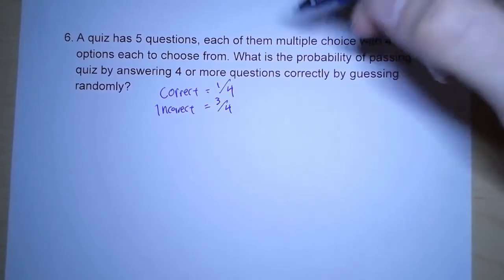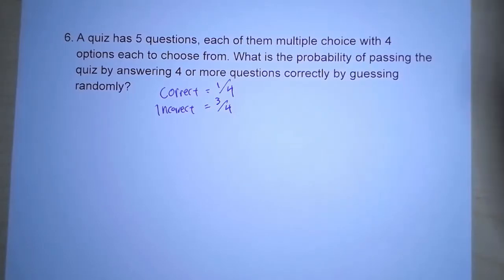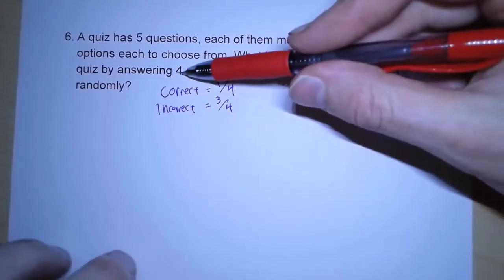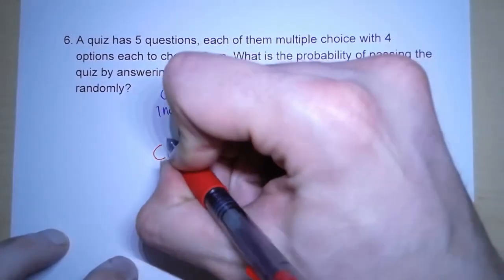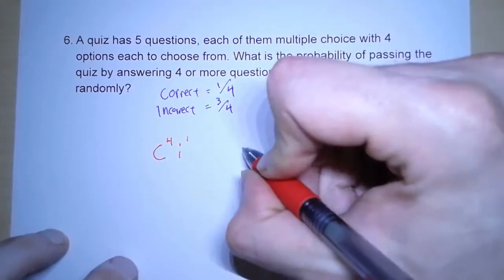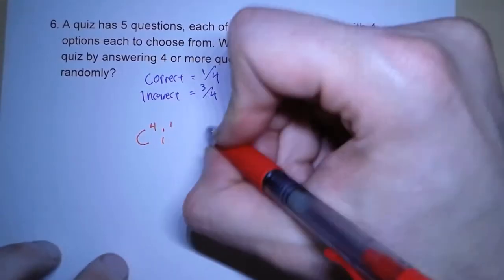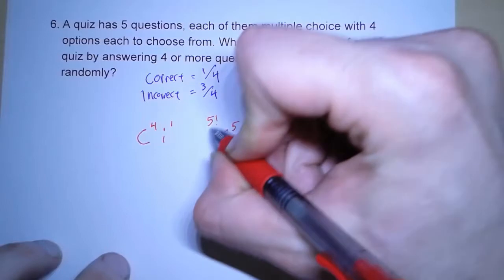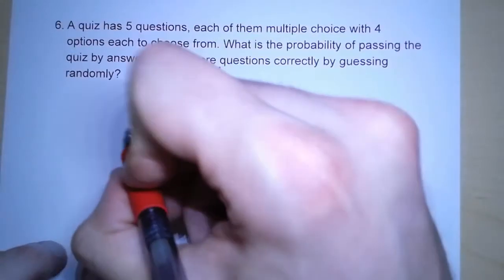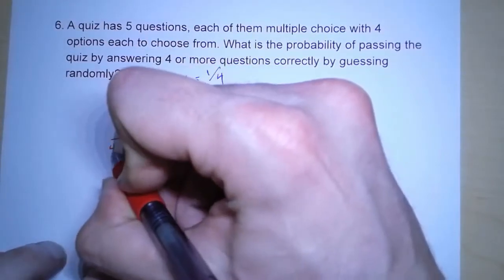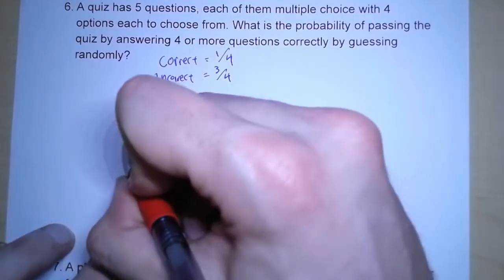So this question is, what's the probability of passing the quiz by answering 4 or more questions correct by guessing randomly? And so we have to answer either 4 right or 5 right. So listing this out, this is going to be c to the 4th, i to the 1, or c to the 5, i to the 0. And so our coefficients, this is going to be 5 factorial over 5 factorial times 0 factorial. Over here, this is going to be 5 factorial over 4 factorial times 1 factorial. So when we calculate this, we get 5.